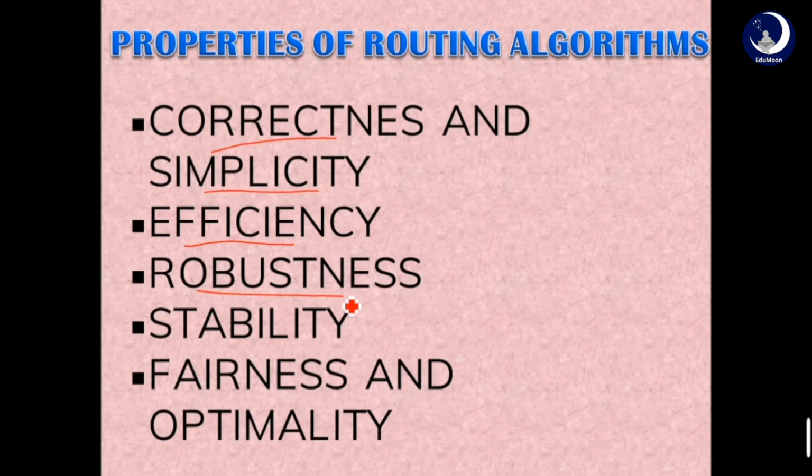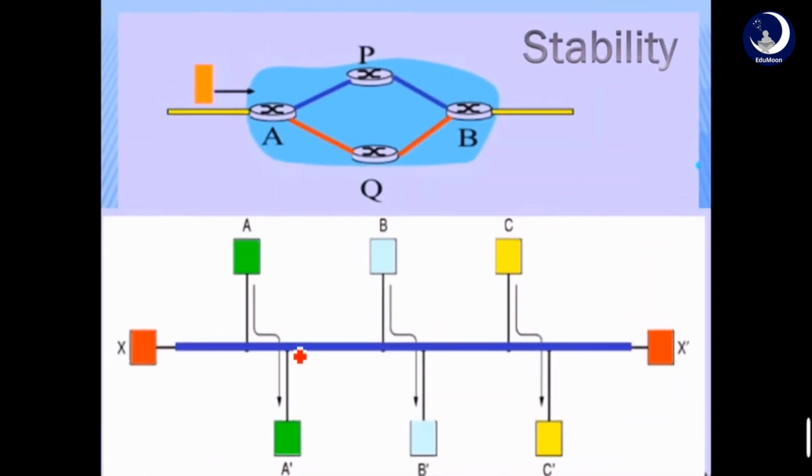The next is the stability. It is an important goal for routing algorithm. It must cope up with congestion. We should see that there is no congestion in the algorithm or in the path which the packet is traveling. Next is fairness and optimality. For example, if there is enough traffic between A and A dash, B and B dash, C and C dash, then to maximize the total flow, X and X dash should be shut down so that it does not cause any congestion. This is nothing but fairness and optimality.